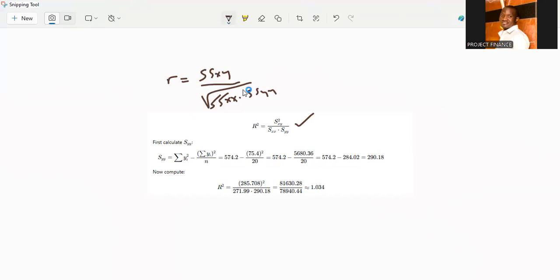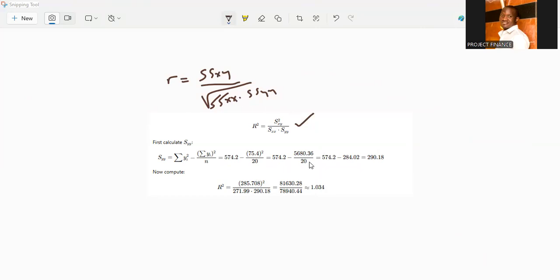This is for R and this is for R squared. Are we following? Yes. Is this clear on how this formula has evolved from here to here? In short, you can simply find your R and square it. It's no problem. So when you find your R, just square it.